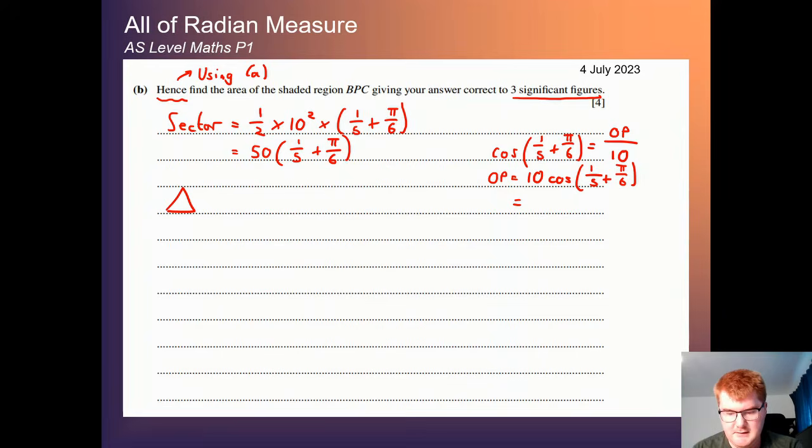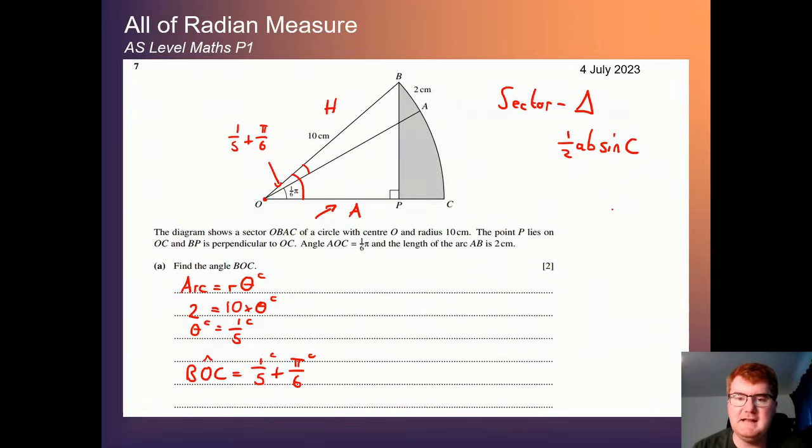of 1/5 plus pi over 6. I put the bracket in the wrong place, which is never something to do. There we are. So we get 7.49427 dot dot dot, which I'm going to label on my diagram. So 7.49 dot dot dot.